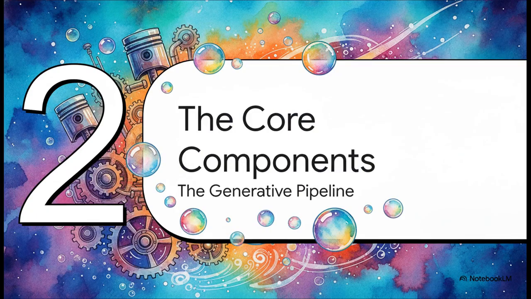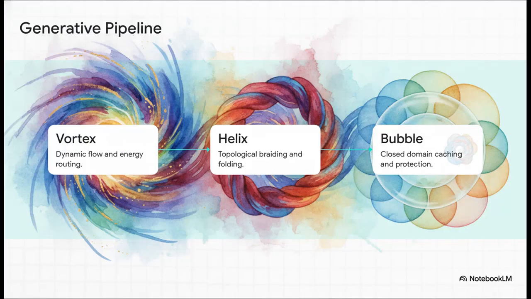Moving on to Section 2, the core components, the mutation engine's generative pipeline. Okay, so this three-step sequence is the absolute core of our mutation dynamics in Bubble Physics 2.0. Step 1 is the vortex. These energetic vortices spin and route dynamic flow. Then, step 2 is the helix. That spinning energy twists into helical braids to actually build structural memory. And finally, step 3 is the bubble. Once a specific threshold is hit, it folds up into a stable, protective bubble to safely cache that data.